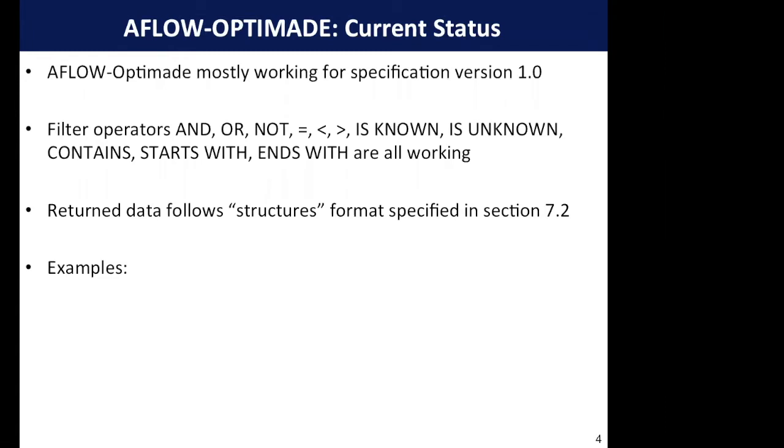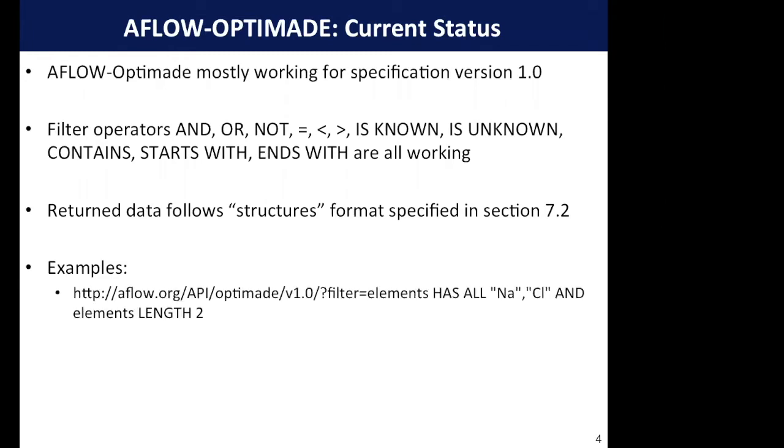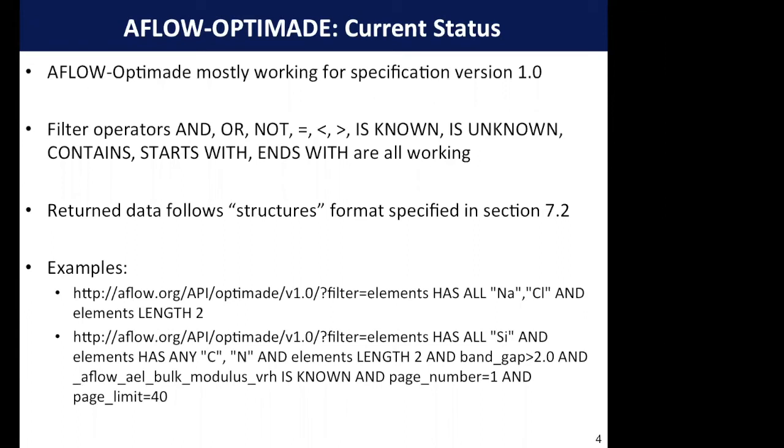And here are some example queries that are working. So this is the standard query that's mentioned in the paper where you're just looking for sodium chloride. And here's a more complex query that we've used as one of our tests. So this is basically looking for silicon carbide or silicon nitride with a band gap greater than 2 electron volts. And here we're looking for one of our bulk modulus calculations. So this value is known. And then we have paging. So page number is 1 and the page limit is 40. So those are some examples of queries that are currently working.